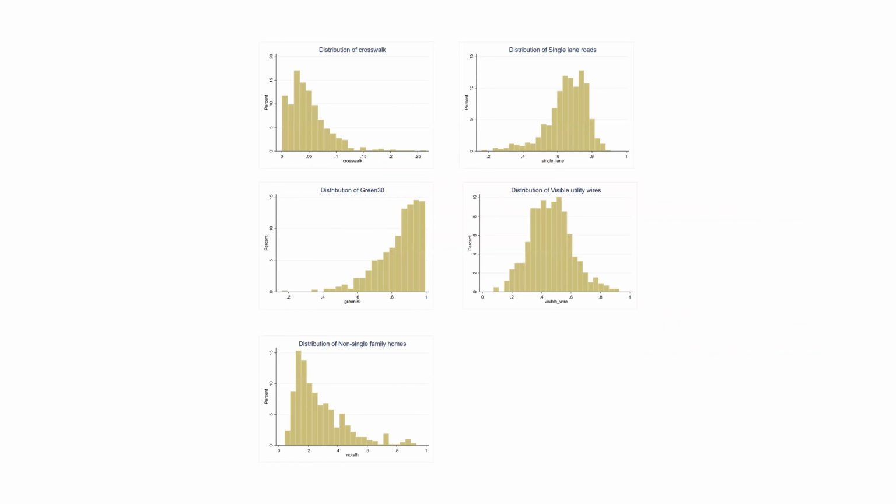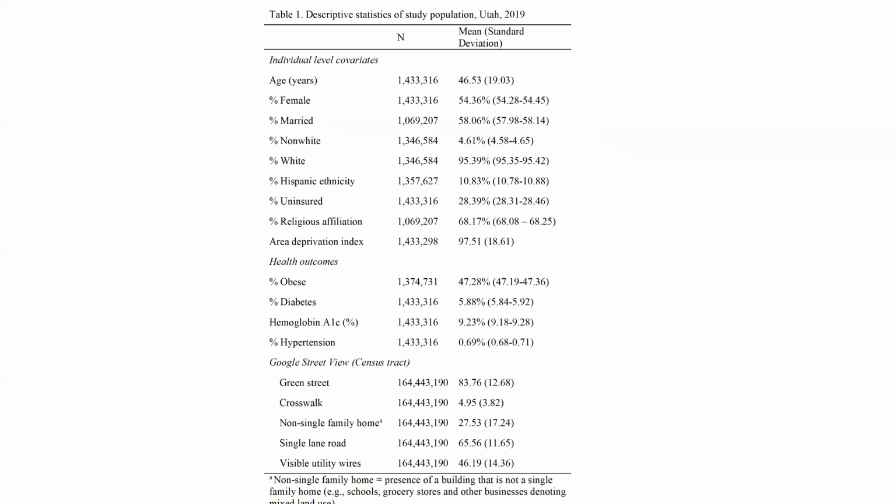So this is the distribution of the built environment features. Crosswalks is the most rare, I would say. The other features are quite more prevalent. These are just the demographics and health outcomes and also the Google Street View derived indicators. Here we're working with 164 million images.